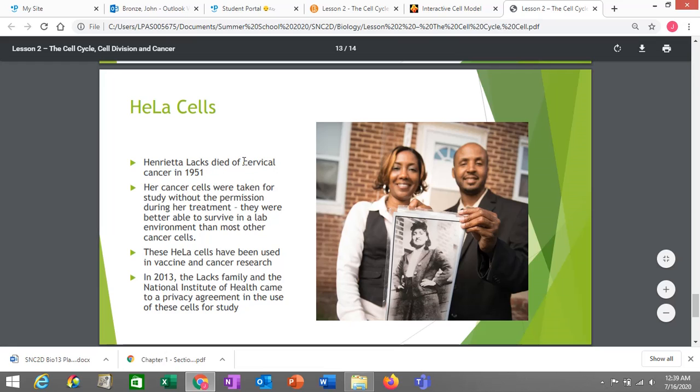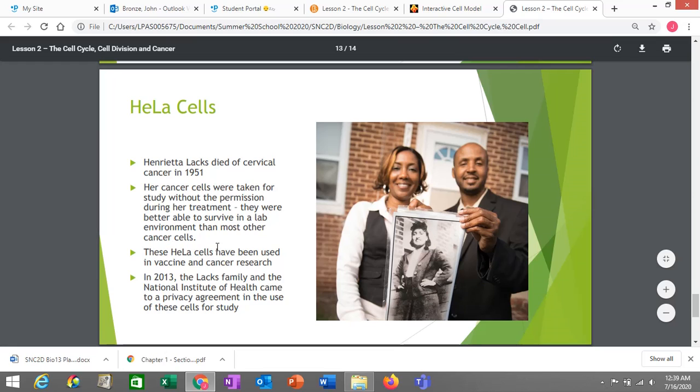So what happened was when she was being treated for cancer, they had a biopsy, meaning they took some of her cells to examine them, and they found that those cells were able to grow in a lab much better than many other cancer cells. And so they were able to study these cells. So even after she died, her cells were still growing in a laboratory. And these cells have actually been used.